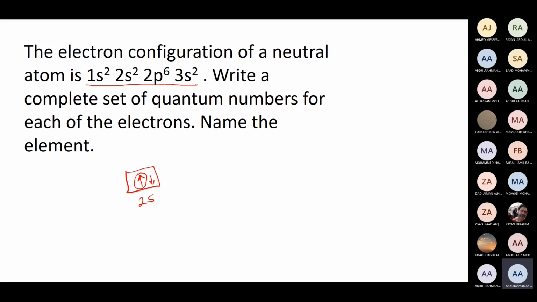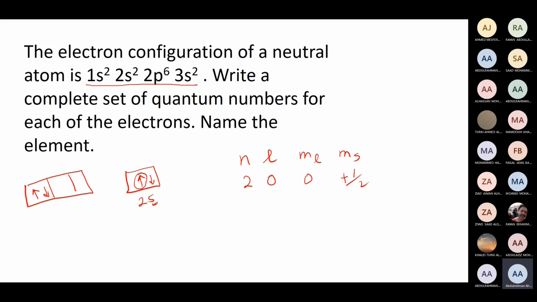Can you tell me what is n? 2. What's l? Can we say 1? No, it's 0. Exactly. For s it is always 0. What's ml? 0. Good. And then what's ms? Positive half. Okay, let's take another electron in the other room, in this case 2p6.